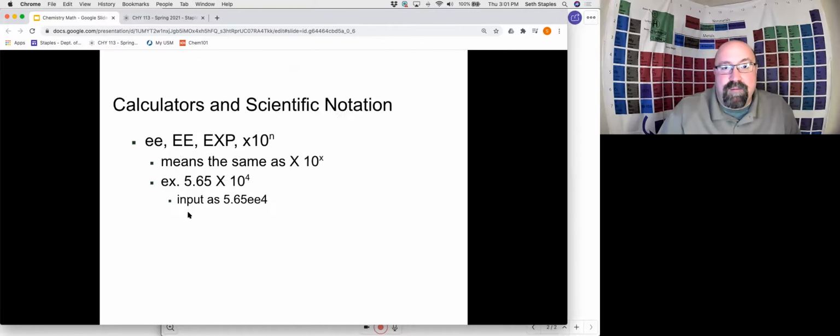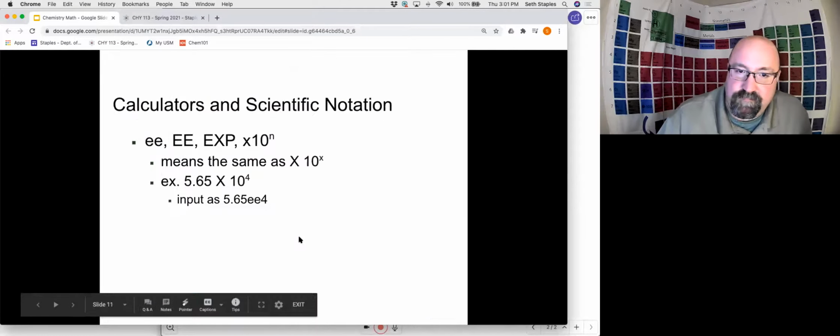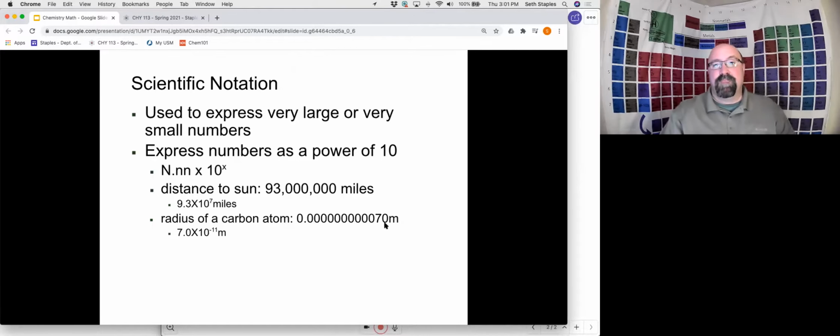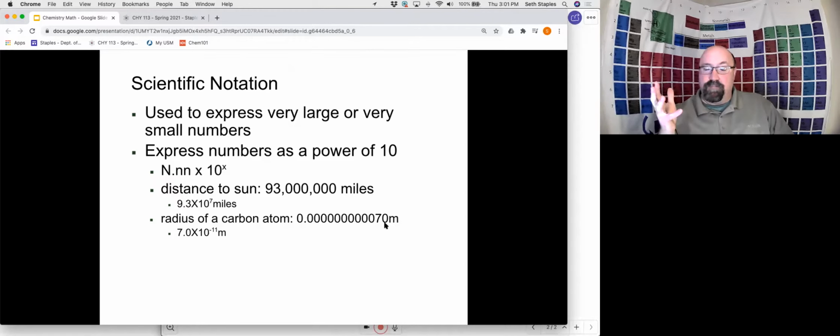The radius of a carbon atom is 0.00000000070 meters. So a couple different ways that I could go about this. I could either use a metric prefix. In this case, it would be convenient for me to maybe use micrometers. But again, maybe I have an equation where I need to leave this in meters for whatever reason. So it might be convenient for me to now move this to scientific notation.